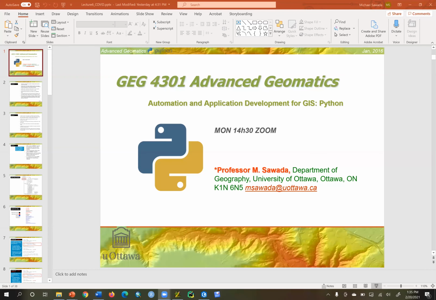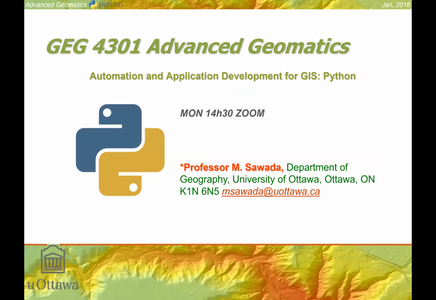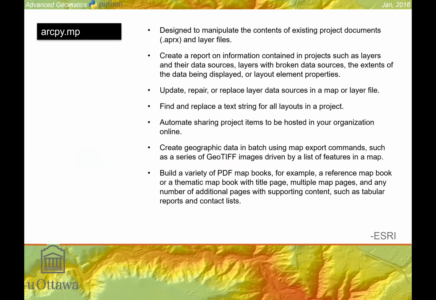So this week, we'll be looking at manipulating ArcGIS Pro documents, including maps and layouts. Now, we're going to be using the ArcPy.mp module, and that's the mapping module. So MP just means mapping. And the mapping module is designed to manipulate the contents of existing project documents. So when you have an ArcGIS project, you can manipulate it with the mapping module.